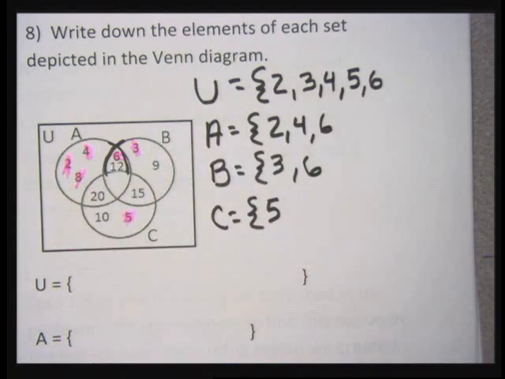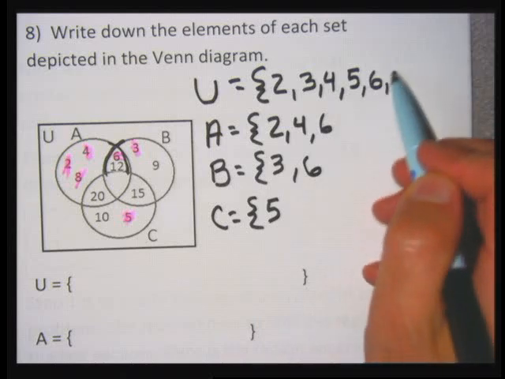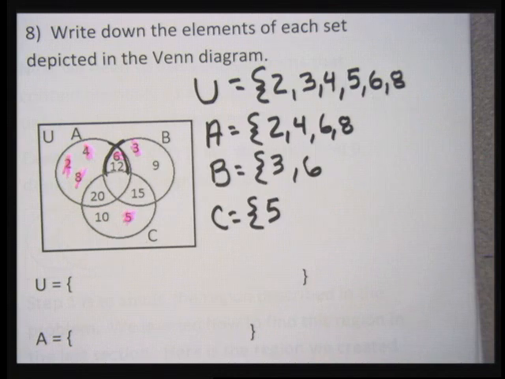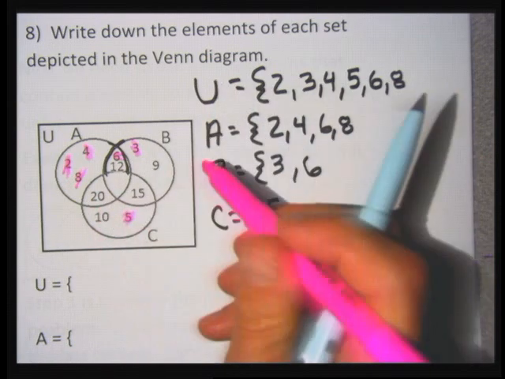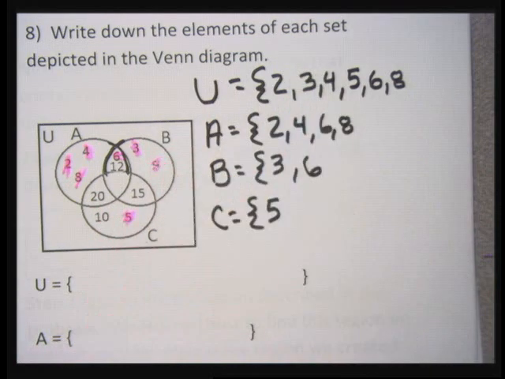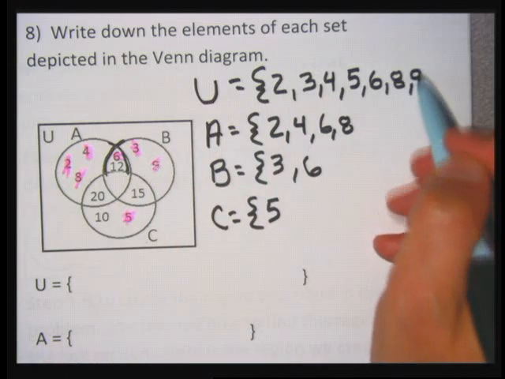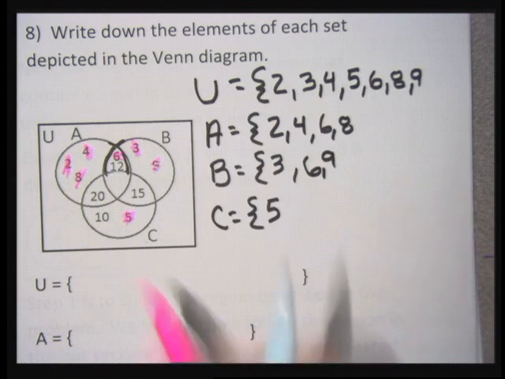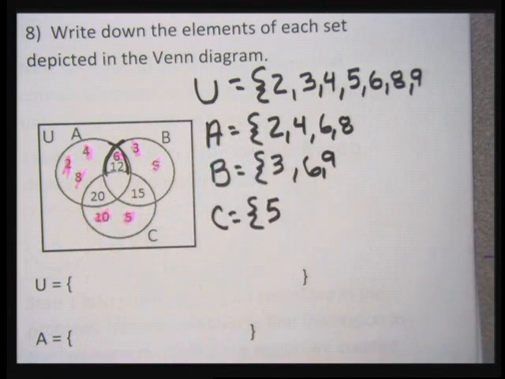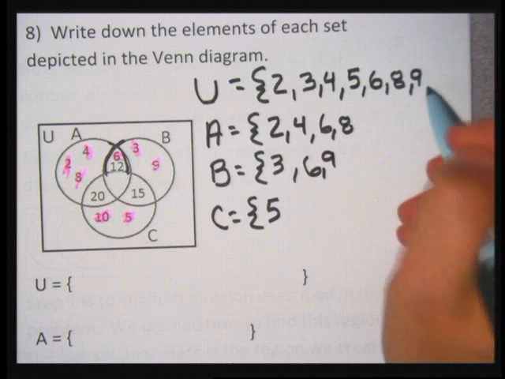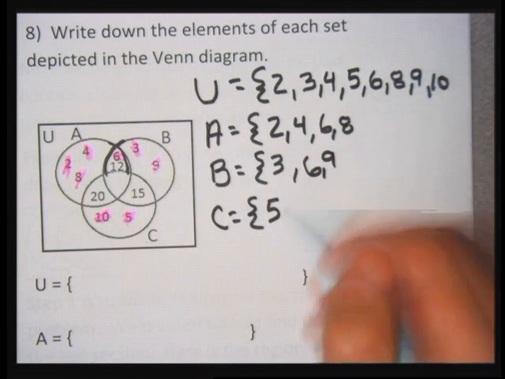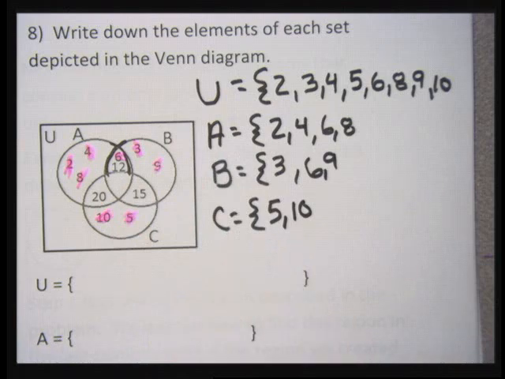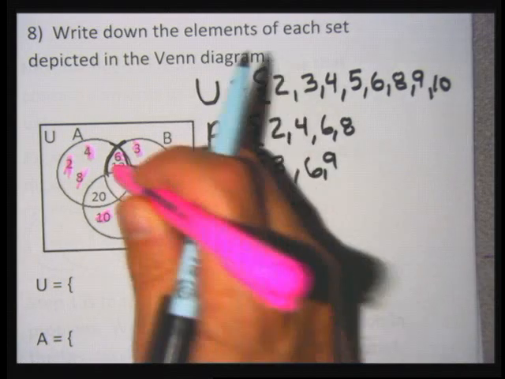8 is just like the 2 and the 4, where 8 is in the universe. It's in the A set, but it's not in any other sets. 9 is in the universe. It's in the B set, but it's not in the A or the C. 10 is in the universe. It's in the C set, but it's not in the A or the B. There's no 11, so I move to 12.